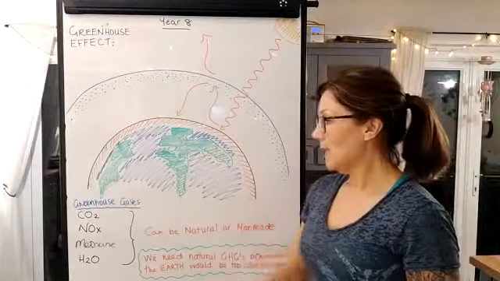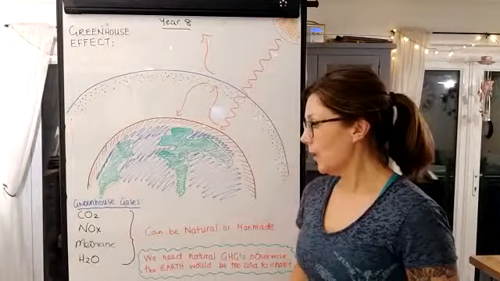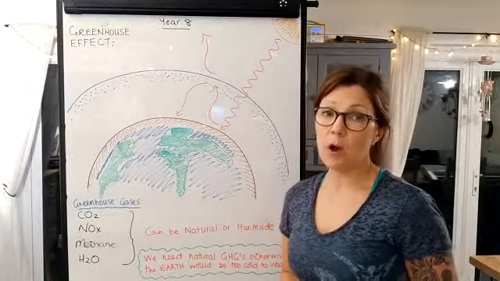So greenhouse gases can be one of 4 different types. We're going to look at them. We're going to look at carbon dioxide, which very often comes from the burning of fossil fuels, burning of coal and oil.